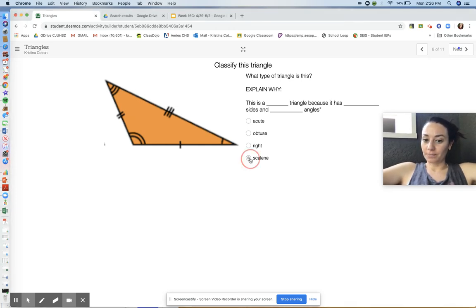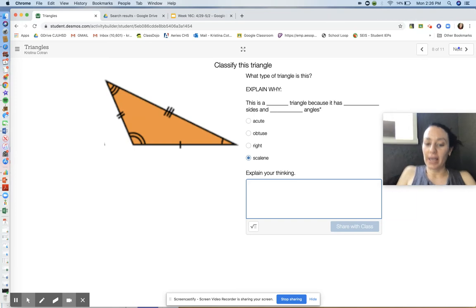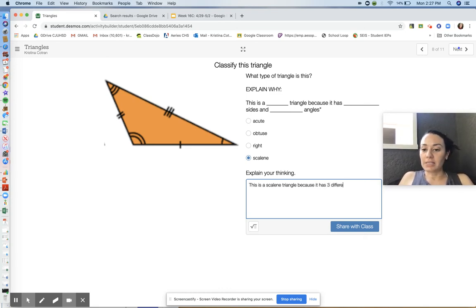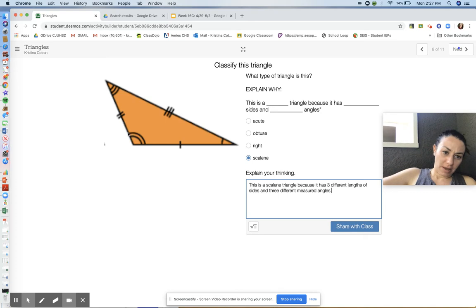It's scalene. The reason why, let me use the sentence starters. This is a scalene triangle because it has 3 different lengths of sides and 3 different measured angles. Okay, it's 3 different measurements. And one of them looks like it might be obtuse. This one right here looks greater than 90.